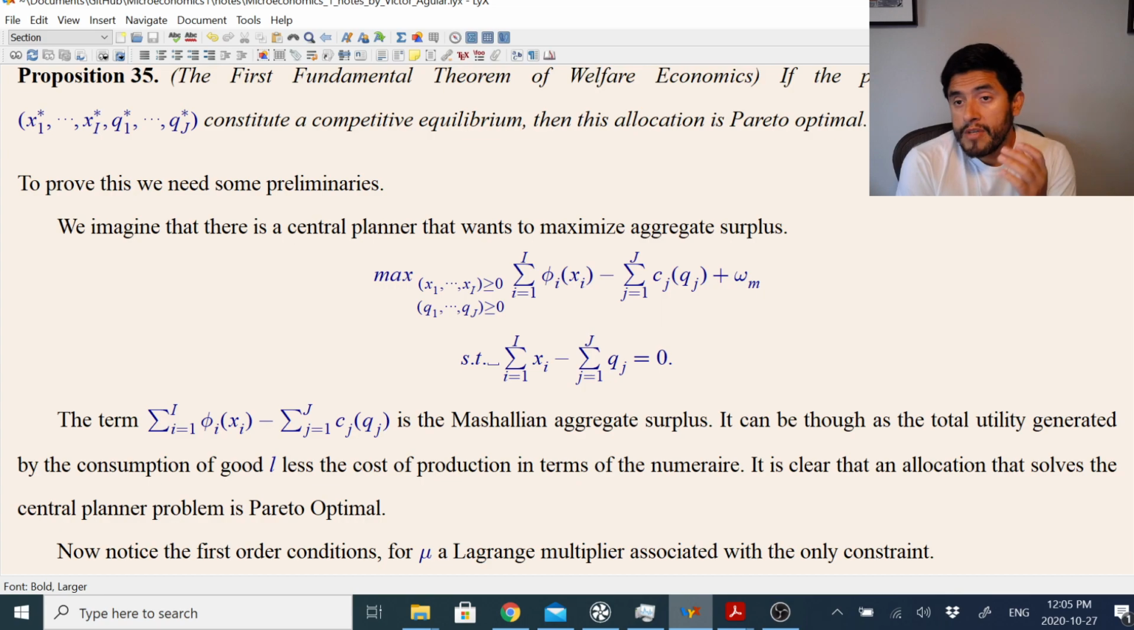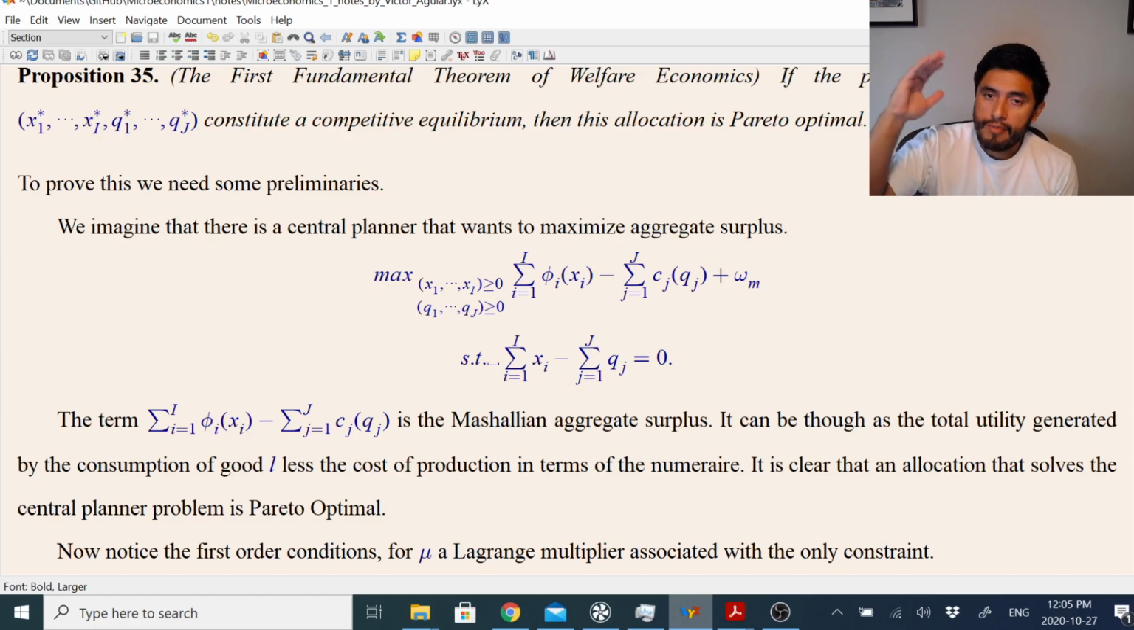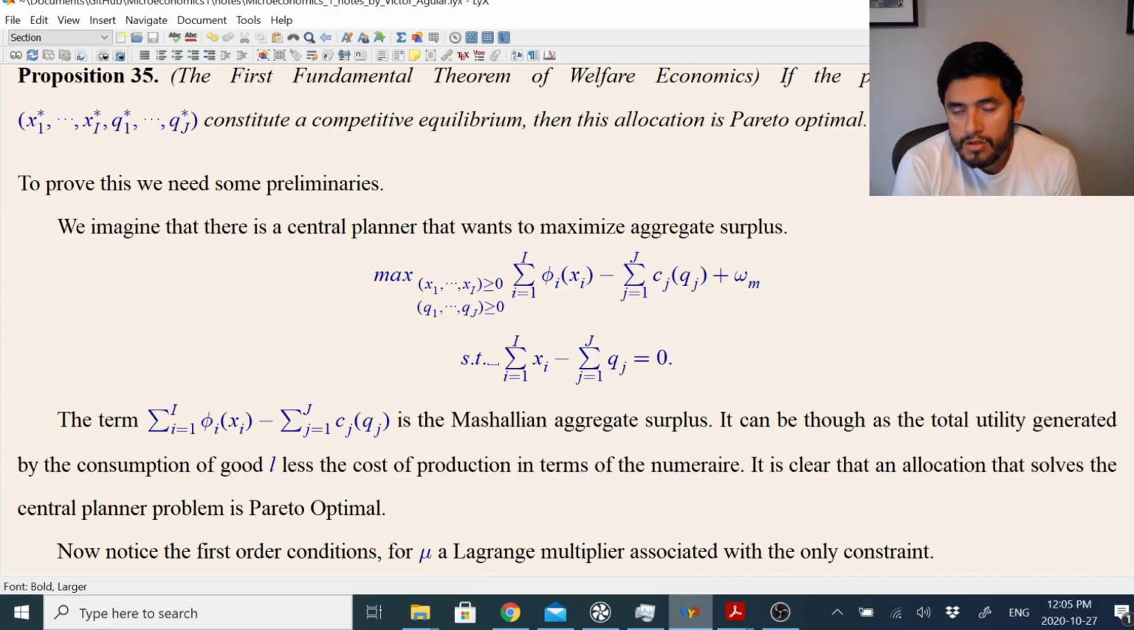So all of this is information that this central planner supercomputer has. So they were able to get it. This is a very strong assumption, but this is a fictional problem, right? So I don't care. The fictional planner has information about preferences and production, and now wants to maximize surplus. And what is the control variable? It is the quantities x and the quantities q.